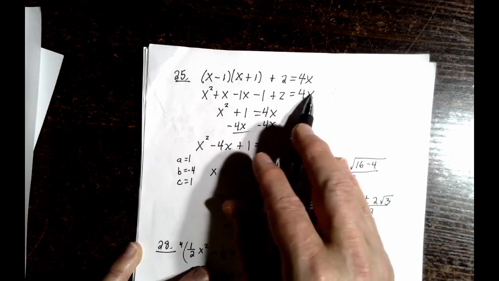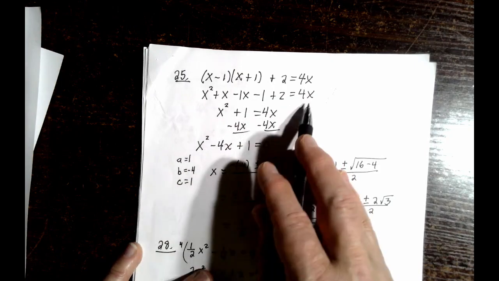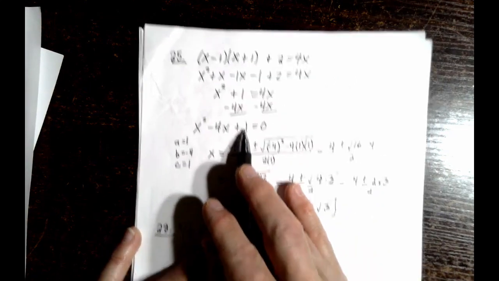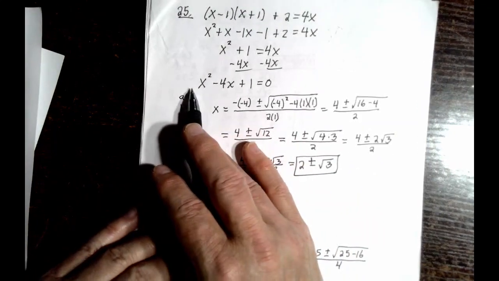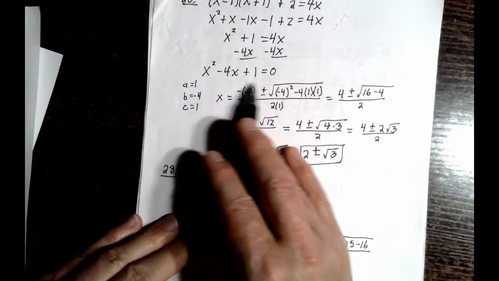Now when you bring the 4x over here, or first you combine everything on this side, and then when you subtract 4x you get this guy here, and now you've got it in descending order. X squared, x, and a constant. There's your a, b, and c.